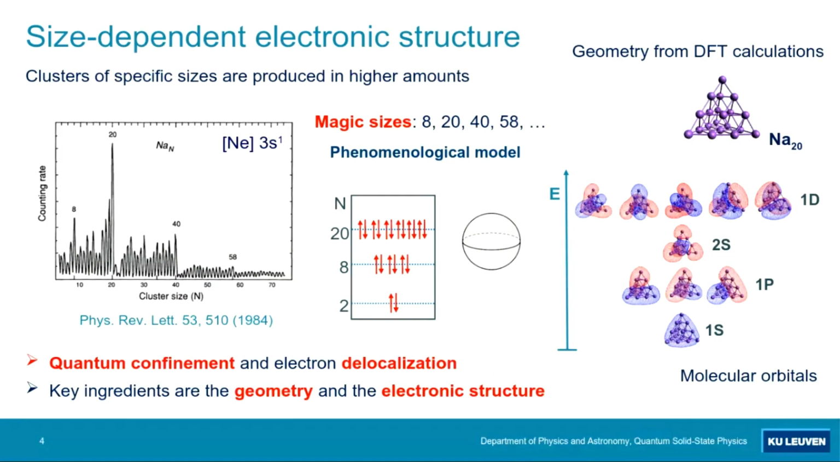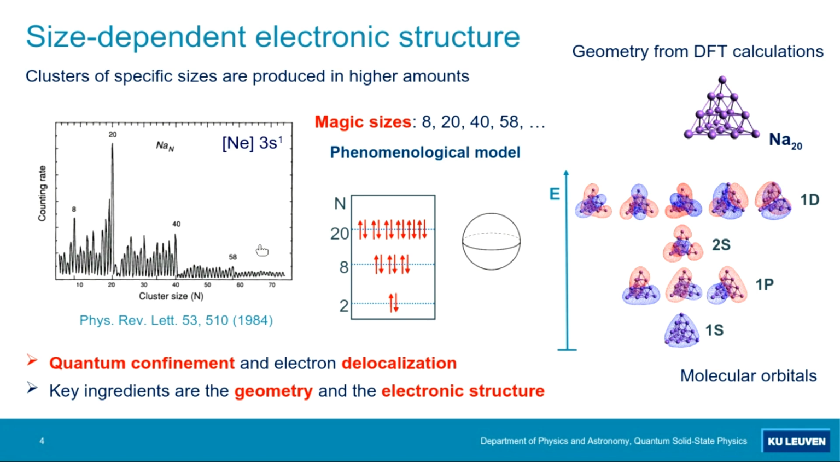And the size dependency of the properties of clusters depends on 2 things, as in a bulk material. So on one side, it's strongly dependent on the electronic structure of the cluster, the way the electrons are arranged in the system. This slide has a lot of information, so I will not go into too many details, but the electronic structure of a cluster can change drastically if you add a single atom.